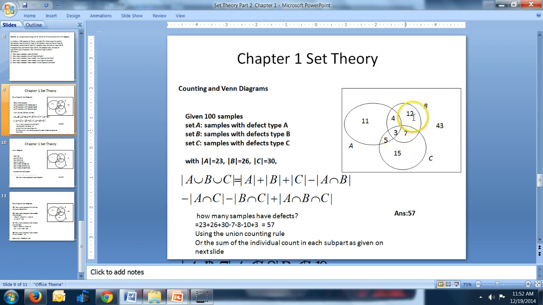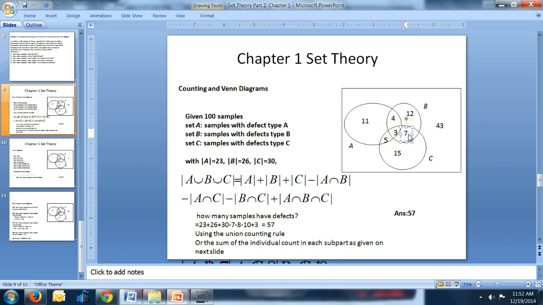We do the same thing between B and C. We were given 10 items. We put 3 in here. 3 from 10 equals 7. Now, so that is the diagram.